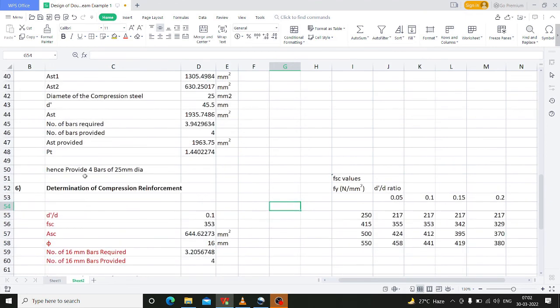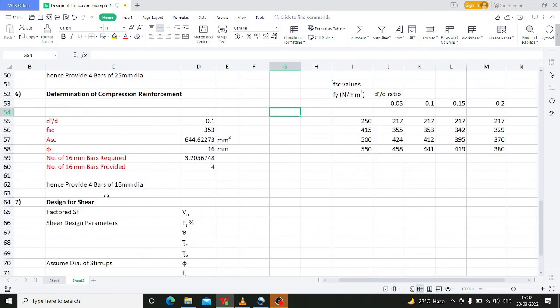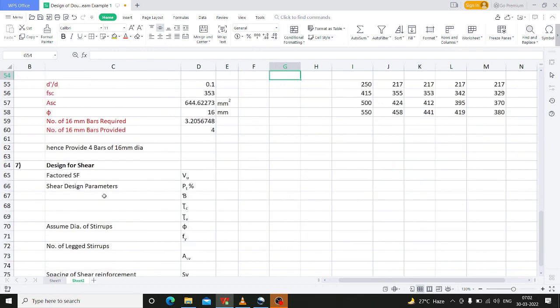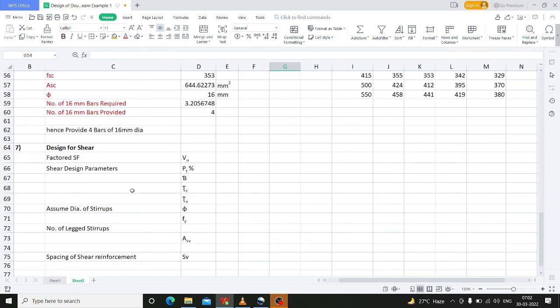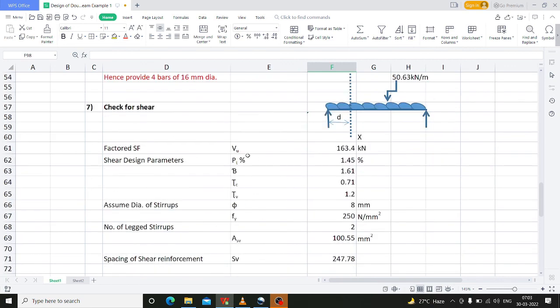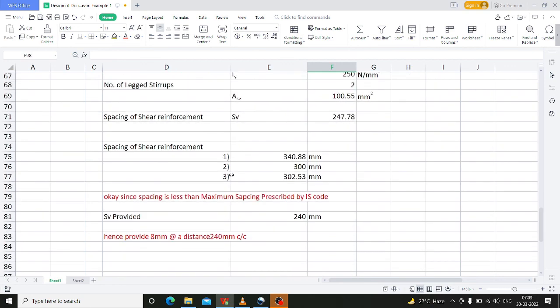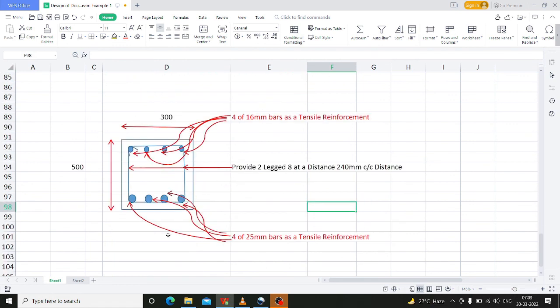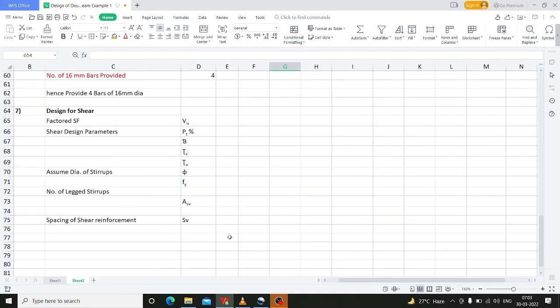You see, we have designed for the tensile reinforcement, and we have also designed for the compression steel, and the design for shear I will cover in the next video. That will be part 2, in continuation with this video. In design for shear, we need to cover this. Already I have designed the shear, and finally we have to end up like this, providing bars at the bottom, providing bars at the top. Then we have to provide two legged stirrups. The design for shear I will cover in the next video.